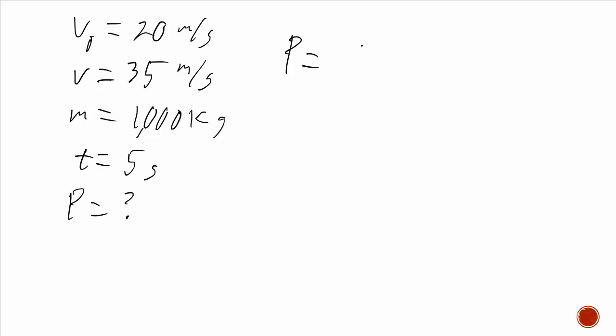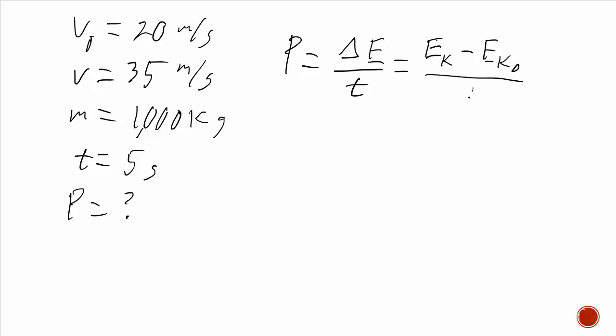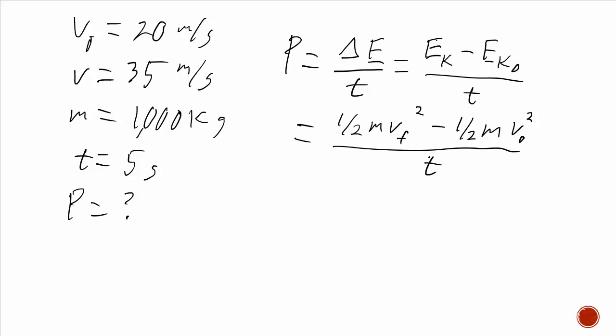The approach I would use would be to look at the change in energy, and the time it took to change energy. In this case, the energy that's changing is the kinetic energy, so we'll say the final kinetic energy minus the initial kinetic energy over time is going to give us power. So that's going to be 1/2 m v final squared minus 1/2 m v initial squared over t.